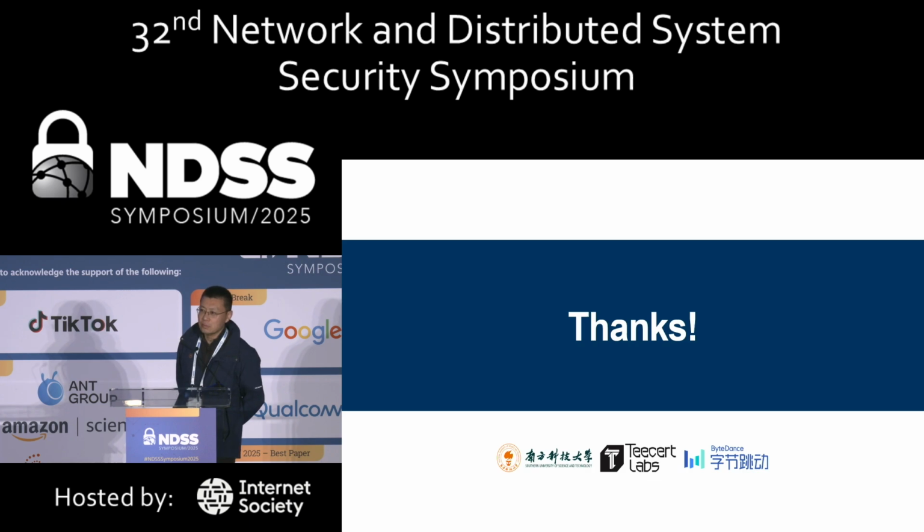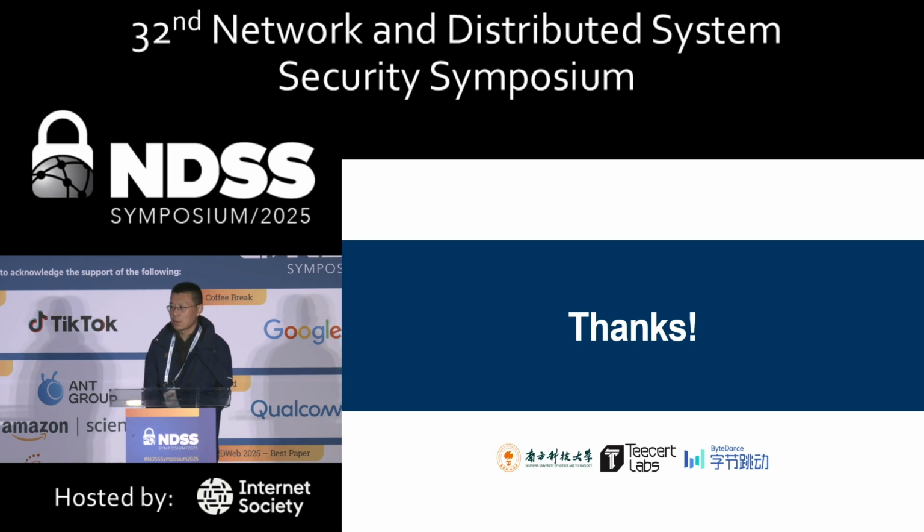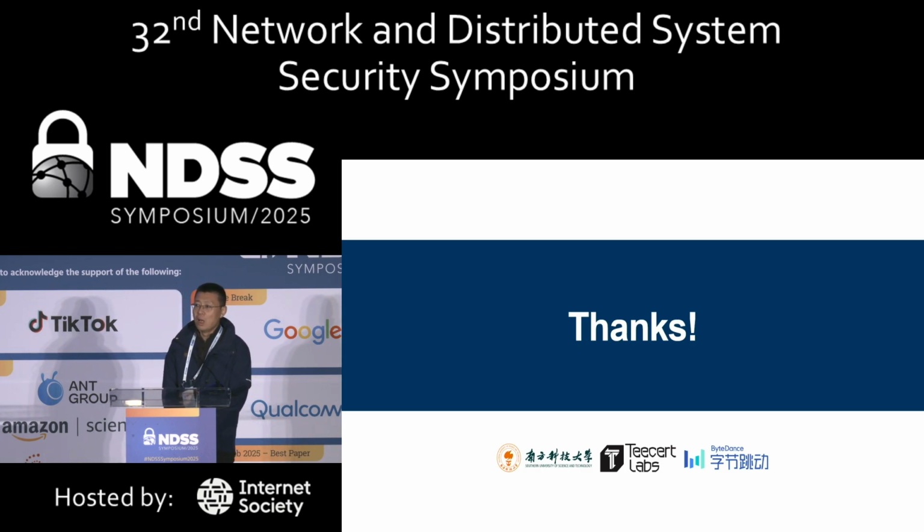Thanks for the presentation. I'm wondering if the attacker has to send the malicious request at the same time when the victim sends their request. Well, the setup is that the victim, first of all, has to send their request and have some of their requests stored in the KV cache. And then the attacker can start to attack.